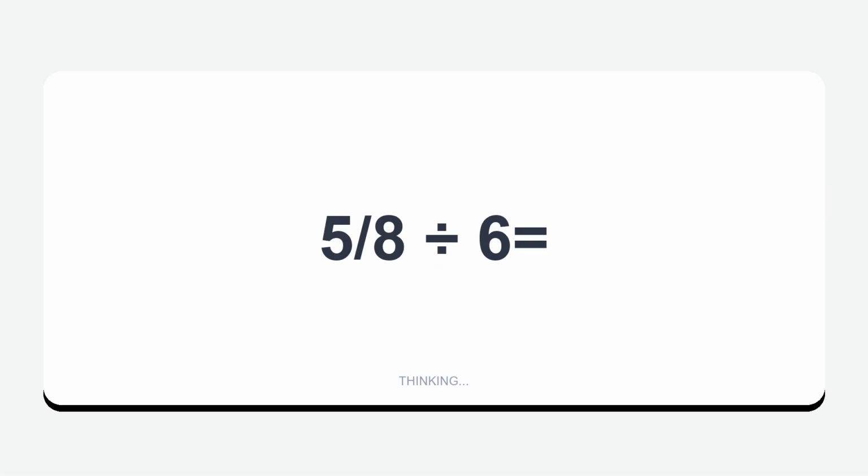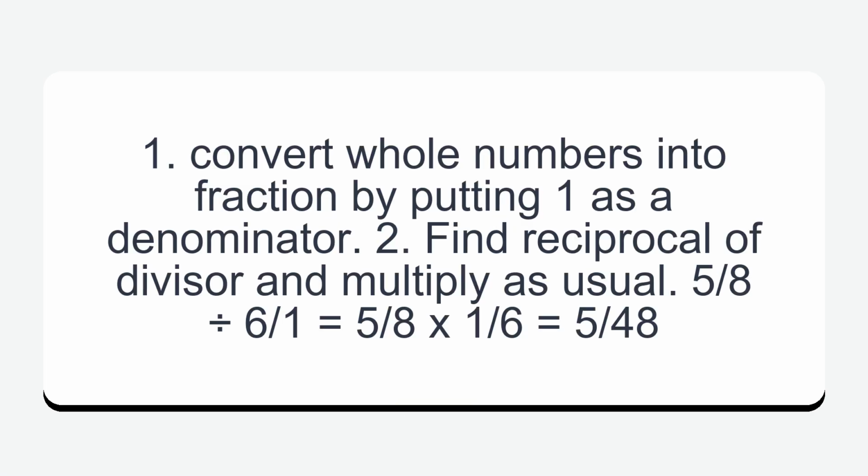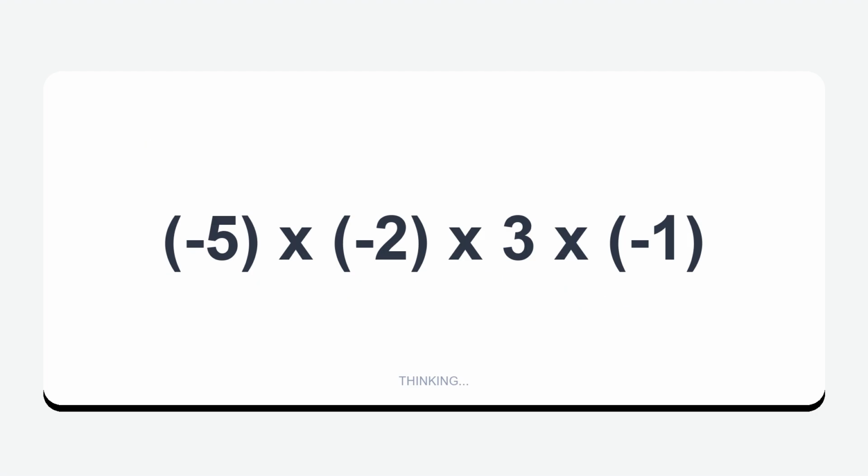5/8 divided by 6 equals. 1. Convert whole numbers into a fraction by putting 1 as the denominator. 2. Find the reciprocal of the divisor and multiply as usual. 5/8 divided by 6/1 equals 5/8 x 1/6 equals 5/48.